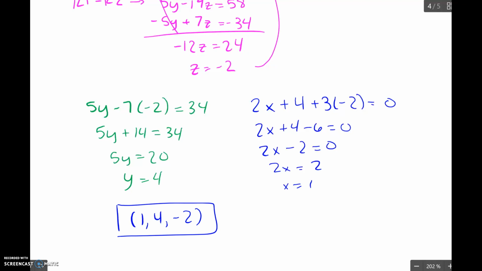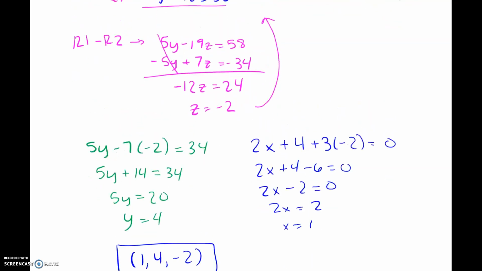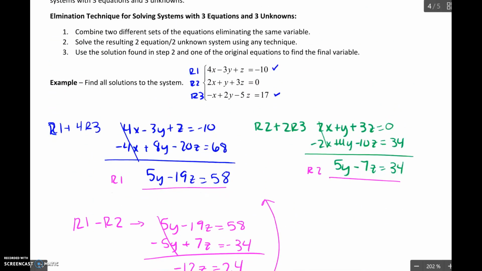You can check it. To check it, you plug 1, 4, negative 2 into all three of your original equations and make sure your answer is correct. We haven't done anything to cause extraneous solutions. We've just done elimination, so you shouldn't have any, but if you want to check it, you can.